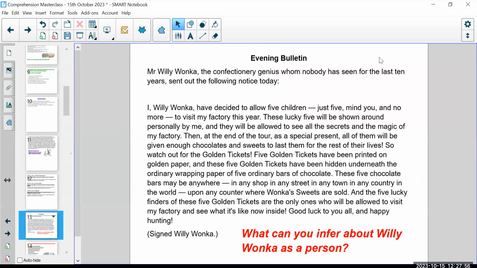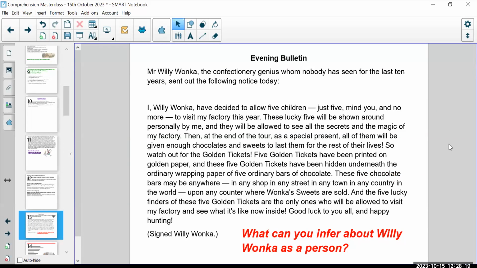So this part here, this is about Willy Wonka, and I want you to do what we just did, your PEE paragraphs, but based on this paragraph. What can you infer about Willy Wonka as a person based on this section from the book? This is the bit, if any of you have read the book, where he announces that he's going to put this competition out for the golden ticket.